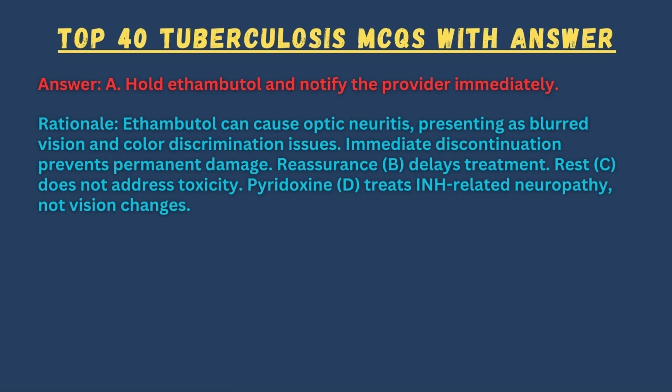Hold ethambutol and notify the provider immediately. Rationale: ethambutol can cause optic neuritis, presenting as blurred vision and color discrimination issues. Immediate discontinuation prevents permanent damage. Reassurance: B. Delays treatment. Rest: C. Does not address toxicity. Pyridoxine: D. Treats INH-related neuropathy, not vision changes.